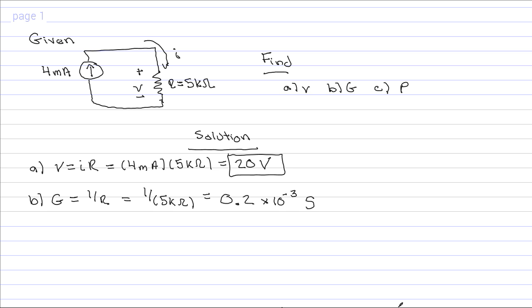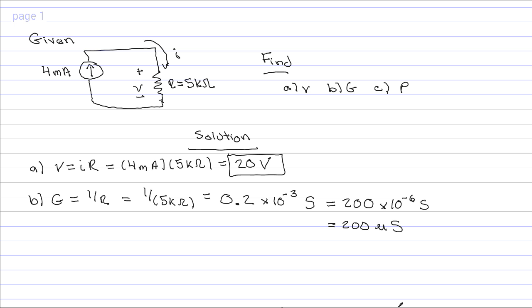Now, in this particular case, if we wish to place that quantity into engineering notation, I need to increase the coefficient 0.2 by 3 orders of magnitude, which would make it 200. If I increase the coefficient by 3 orders of magnitude, I need to reduce the exponent of 10 by 3. So that would be times 10 to the negative 6 Siemens, or simply 200 microsiemens.